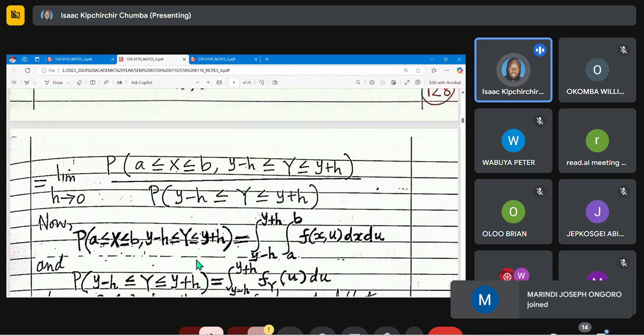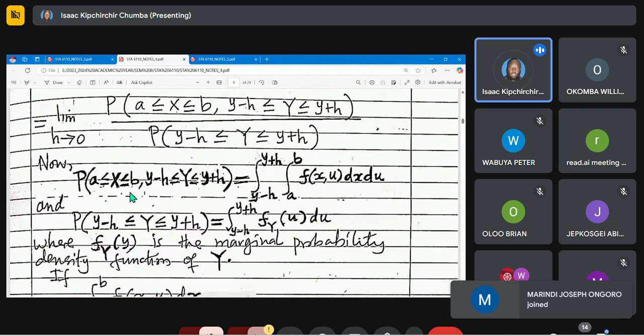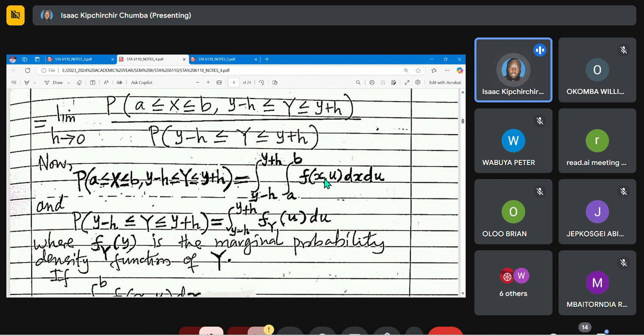So this is exactly what you are doing. Remember the bivariate. So we are saying x lies in AB. You can see the integral a to b, and you can see here it is dx. This is the joint PDF. So X lies in the interval AB, and you can see Y lies in the interval Y minus h, the lower limit, and the upper limit is Y plus h.